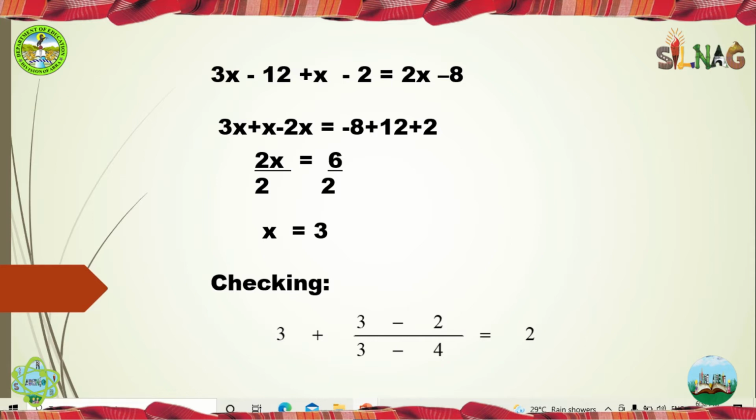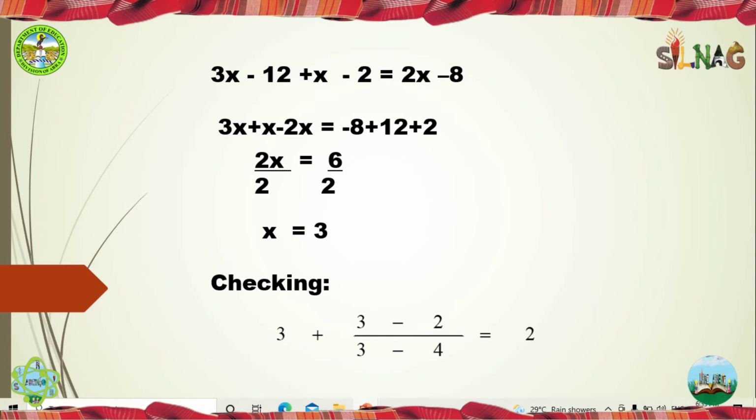Then we combine similar terms. We transpose 2x at the left side. We transpose negative 12 and negative 2 at the right side. So we have to simplify both sides of the equation. 3x plus x is 4x minus 2x is 2x is equal to negative 8 plus 12 is positive 4 plus 2 is positive 6. Then to solve for x, we divide the two sides of the equation by 2. 2 divided by 2 is 1 times x is equal to 6 divided by 2 is 3.